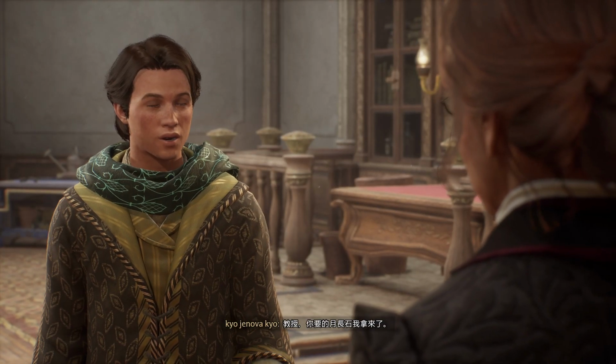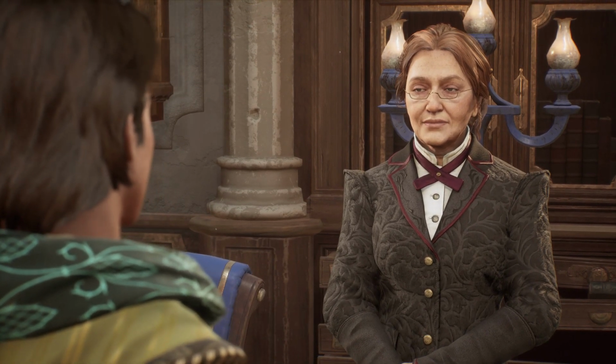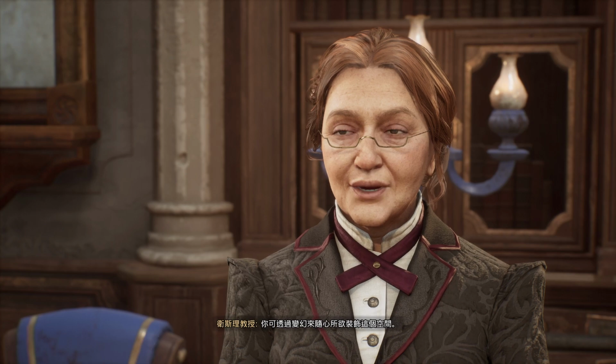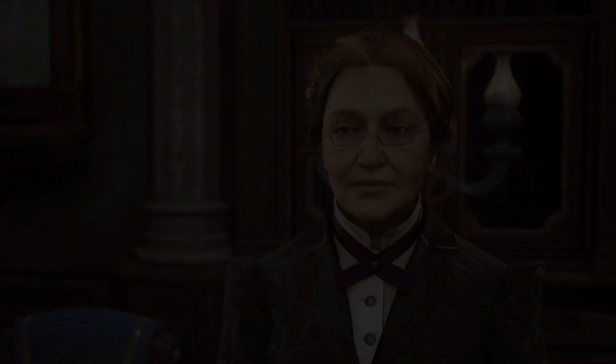I have the moonstone you requested, Professor. Good. Then we may begin your lesson. You can conjure more than potions and herbology tables. Conjuration can be used to decorate this space to your liking. Why don't you try it on the walls and floor?